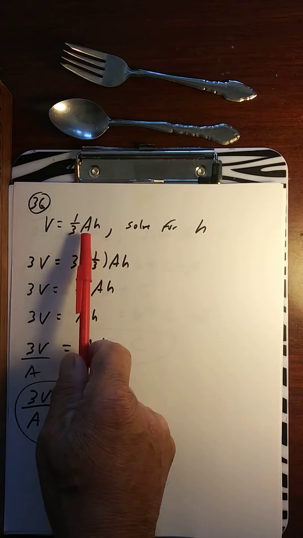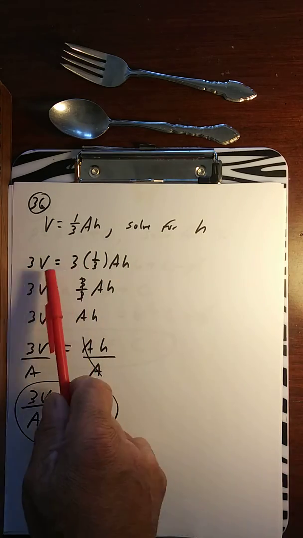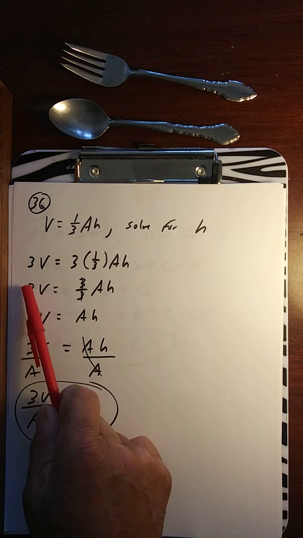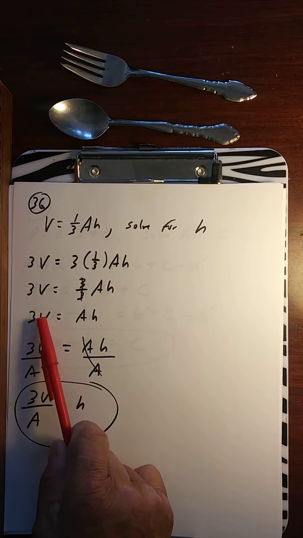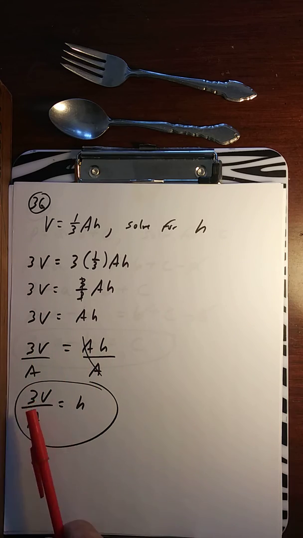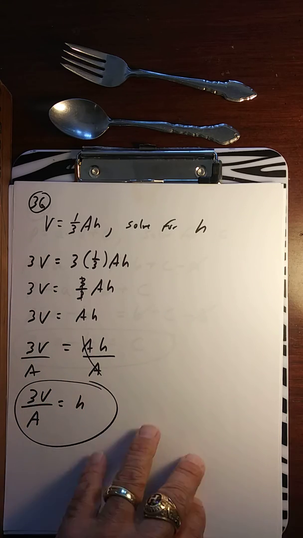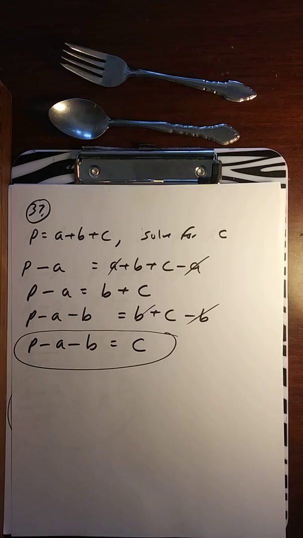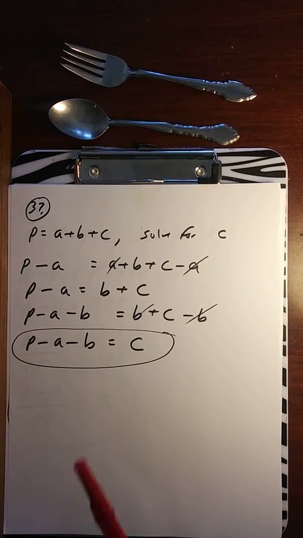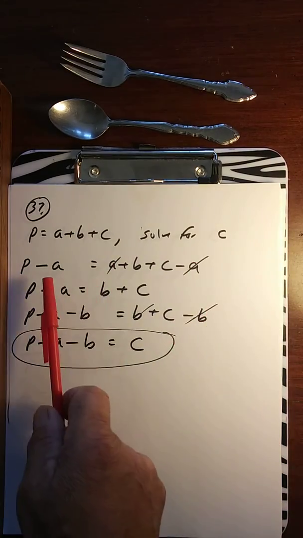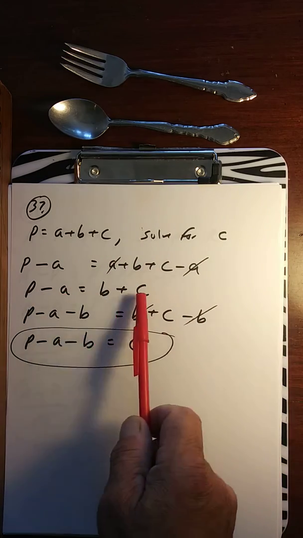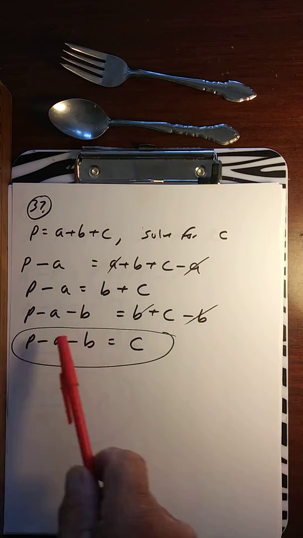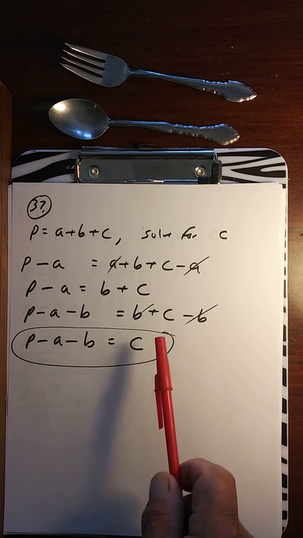V equals 1/3 AH, solve for H. Multiply both sides by 3. So 3V equals AH, since 3 over 3 is 1. Now divide both sides by A, so 3V over A equals H. P equals A plus B plus C, solve for C. Minus A on both sides, these are gone. So now we have P minus A equals B plus C. Minus B on both sides, so you have P minus A minus B equals C.